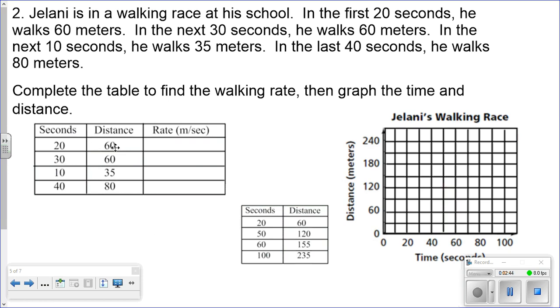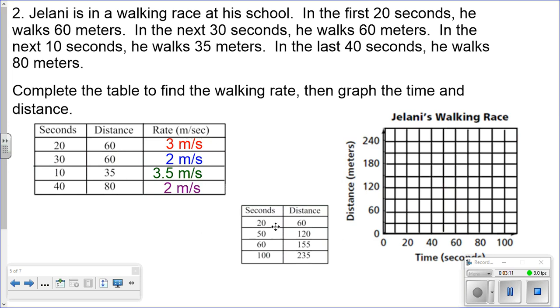So 20 seconds, 60 meters means that he walked 3 meters per second. 30 seconds for 60 meters means he walked 2 meters per second. 10 seconds for 35 is 3.5 meters per second. And 40 seconds for 80 meters is 2 meters per second. So we do not have a constant rate of change. Let's look and see what the graph looks like.